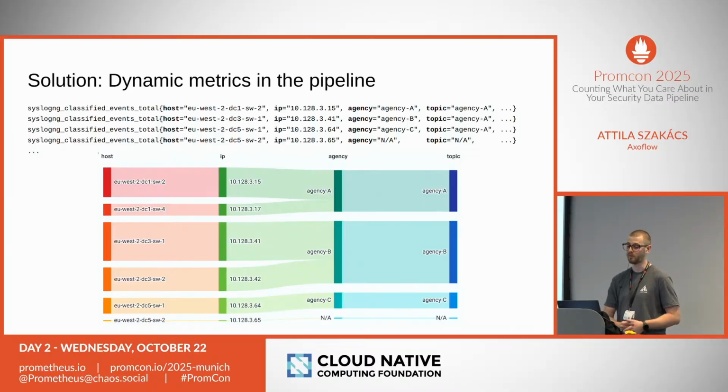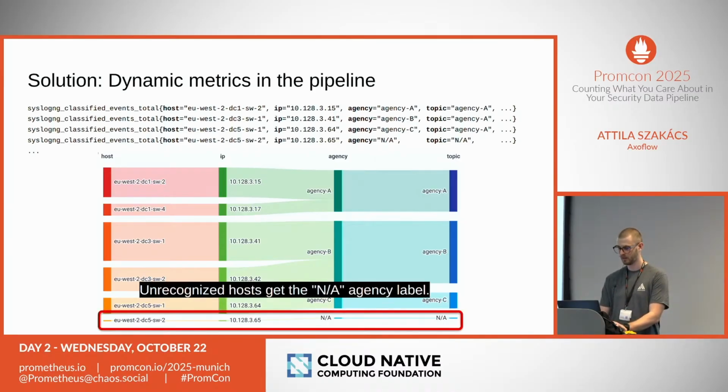OK, so what solution did we come up with? We let the customer use user-configured dynamic metrics in the pipeline. They have added host, IP, agency, and topic labels. And from the Sankey, you can see instantly that there are logs that have no agency or topic, and the host and IP information is available here.